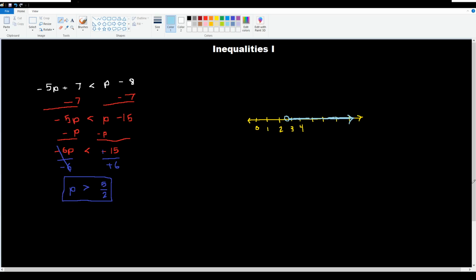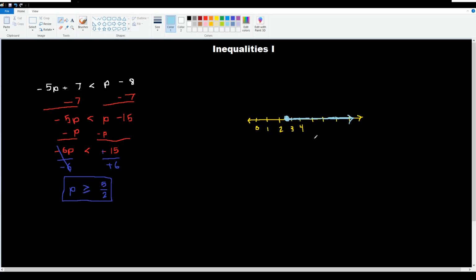So when would we use a closed circle, you might ask? And very good question. I was thinking the same thing myself. If this were to be p is greater than or equal to 5/2, then you would close the circle because the range of values includes 5/2.